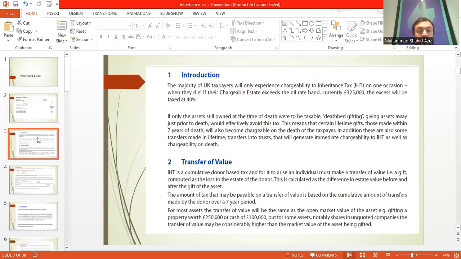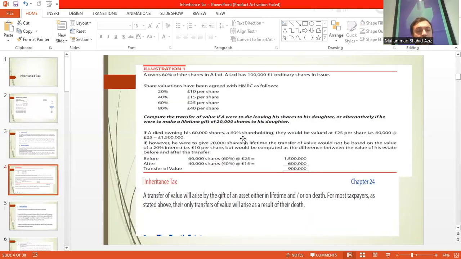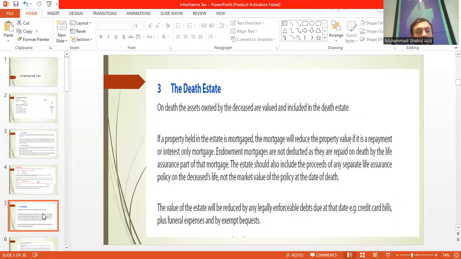So let's start with our example number one. We will do the death estate. What is the death estate? On death, the assets owned by the deceased are valued and included in the death estate. If a property held in the estate is mortgaged, the mortgage will reduce the property value if it is a repayment or interest only mortgage. Endowment mortgages are not deducted as they are repaid on death by the life assurance part of the mortgage.